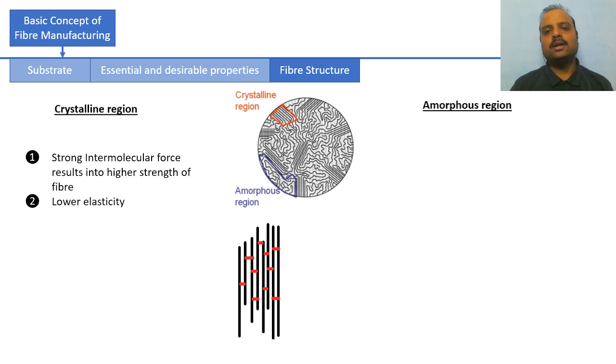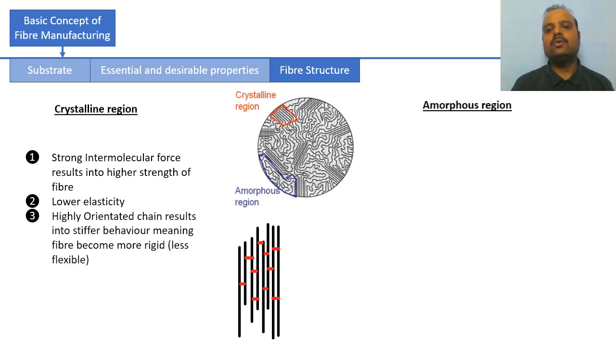The second important characteristic of a crystalline region is that it shows lower elasticity, meaning when tensile forces are applied to these crystalline regions, they stretch but won't recover 100% as soon as the force is removed. In general, if a higher number of crystalline regions are present in the fiber, this fiber is less elastic in nature.